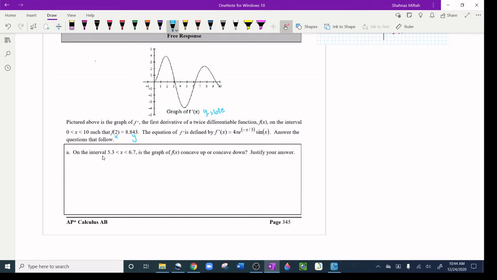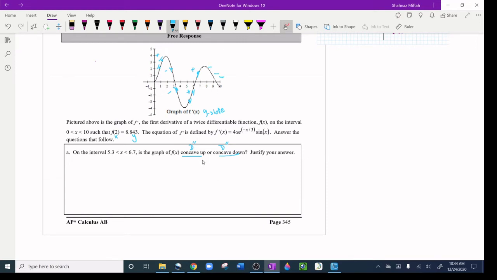So let's try part A. On the interval 5.3 and 6.7, is the graph of f of x concave up or concave down? Concave up and down works with the second derivative. So if it's the first derivative given and the question is asking about the second derivative, then I just have to draw tangent lines over there. So I'm going to draw tangent lines here. These are positives. Tangent lines over here, these are all negatives. Tangent lines over here, these are all positives. These are all negatives. So I know all of that.